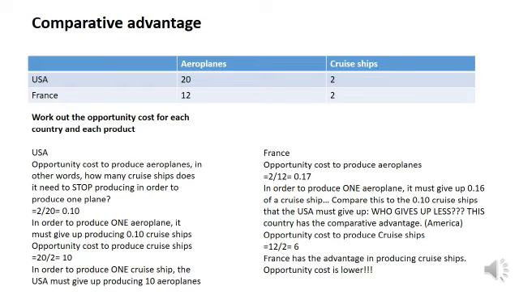That means France has to give up fewer airplanes in order to produce a cruise ship. So France has the comparative advantage in producing cruise ships.